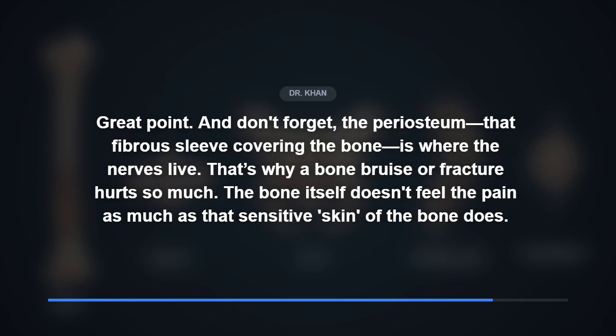And don't forget the periosteum, that fibrous sleeve covering the bone, is where the nerves live. That's why a bone bruise or fracture hurts so much. The bone itself doesn't feel the pain as much as that sensitive skin of the bone does.